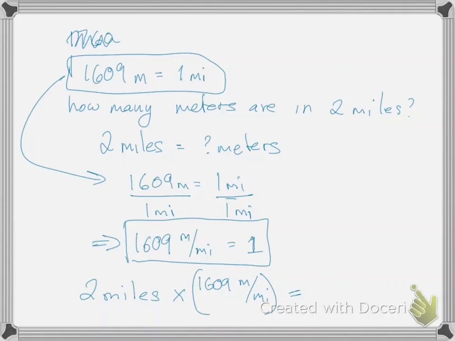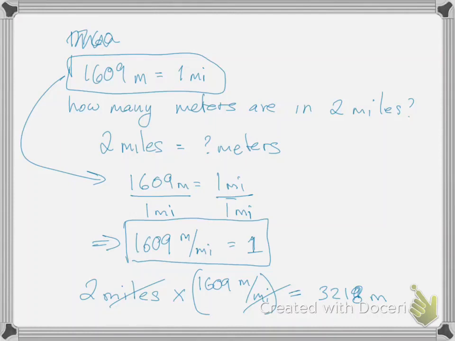And look at the units. The miles on top here cancel with the miles on the bottom. And we've got 3,218, and 18 meters is left. So that's how to mathematically do conversions. You multiply whatever you're converting by conversion factors that are all equal to 1, so you're not changing the value of what you're converting, you're just changing the units.